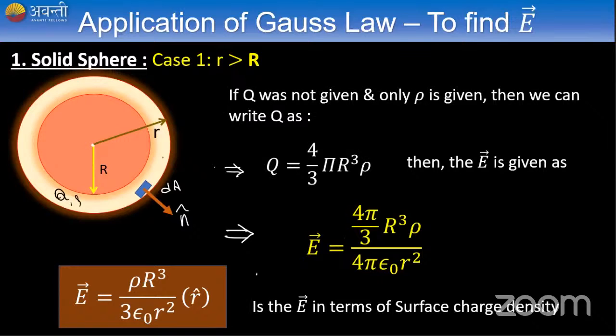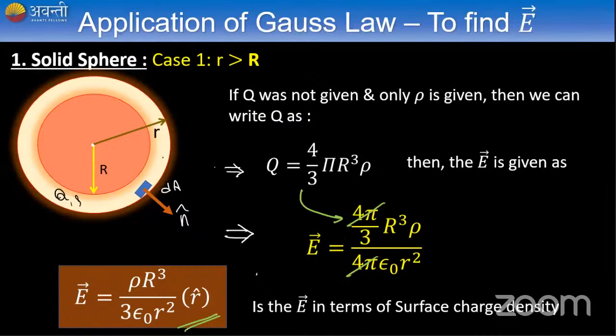Then we can try to simplify this expression for electric field. E is equal to, substitute the value of Q here, we'll get 4 pi by 3 r cube times rho. From here I can cancel my 4 pi. Anything else, guys? Can I cancel anything else? No. So I can write the electric field due to a solid sphere at a point outside the sphere as E is equal to rho r cube by 3 epsilon naught r square in the direction of r cap. This is the expression for electric field.